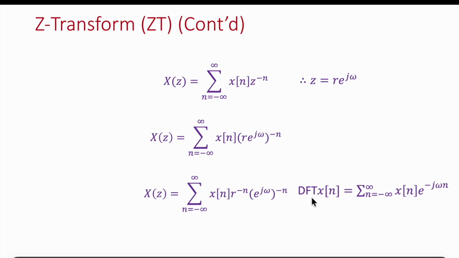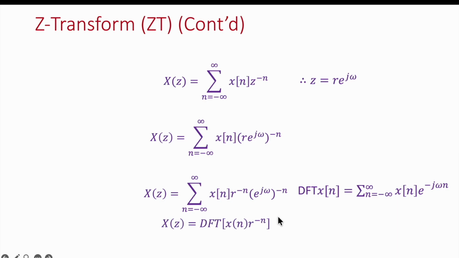And we know that the discrete Fourier transform of x of n is equal to the sum where n varies from minus infinity to infinity of x of n e raised to power minus j omega n. So we can rewrite this using the formula, like that can be equal to the discrete Fourier transform of x of n multiplied by r raised to power minus n. Because this r raised to power minus n is additional, you cannot see it in this formula.